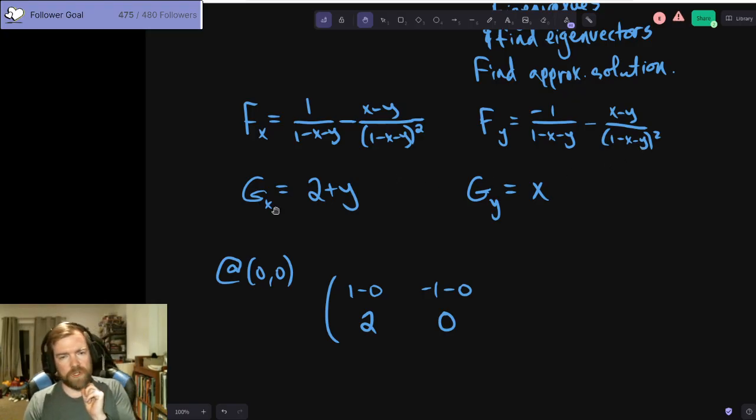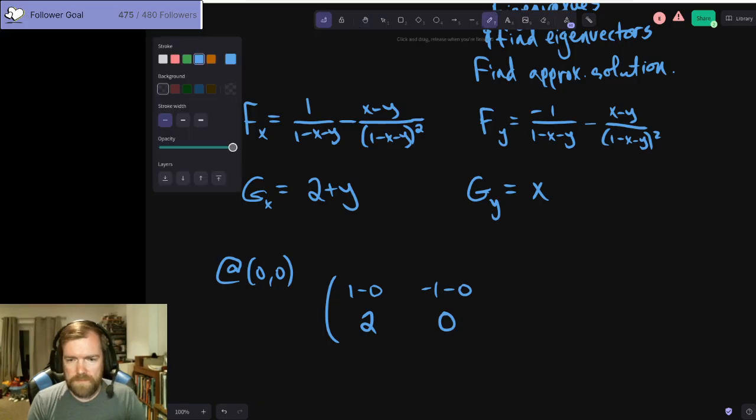Partial derivative of g with respect to x, we drop the x off the front, and then we're left with the constant with respect to x, 2 plus y, and take the derivative of the y portion, which is 2 plus y. We take its derivative, it's 1, multiplied by our constant portion with respect to y, which is x. Okay. And then, when we do 0, 0, what we get for our A matrix is going to be 1, negative 1, 2, 0.